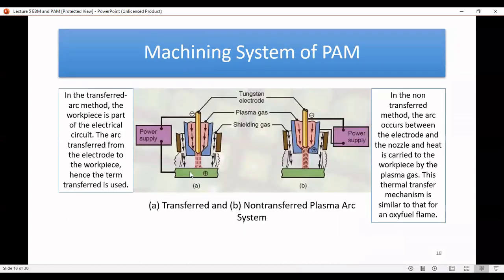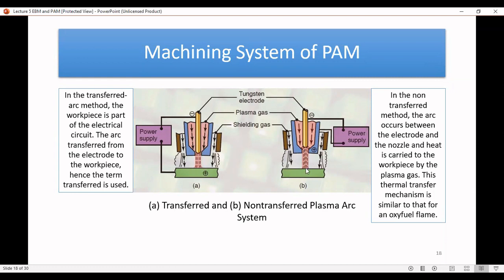Again, there are two methods of plasma arc system. One is called the transferred method. The other one is called the non-transferred plasma arc system. In the transferred method, the cathode is your tungsten electrode, and the anode is the workpiece itself. The rest of the system is the same. But then you have arcing between the tungsten electrode and the workpiece material.